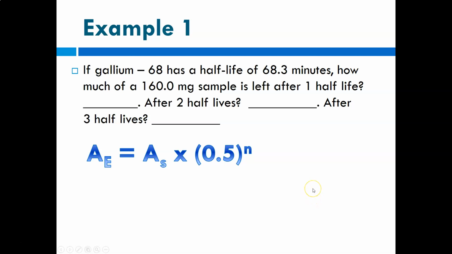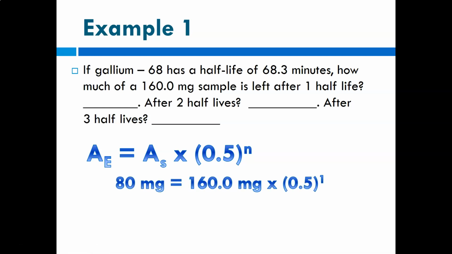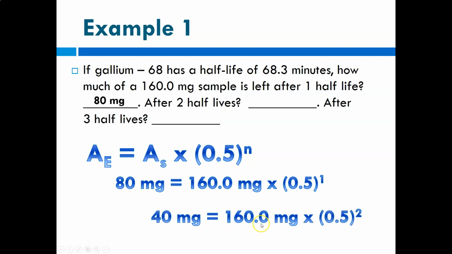Some people like to use the equation every time so that they never have to think about it. It just slows you down a little. You may not have to. If you wanted to use the equation, you would plug in your numbers like this, right? You started with this amount times 0.5 to one half-life. After two half-lives, well, it was your starting amount times 0.5 to the 2 gave you 40. So you can see that either way, we get the same answer. One more half-life goes by, chop that in half again, you get 20.